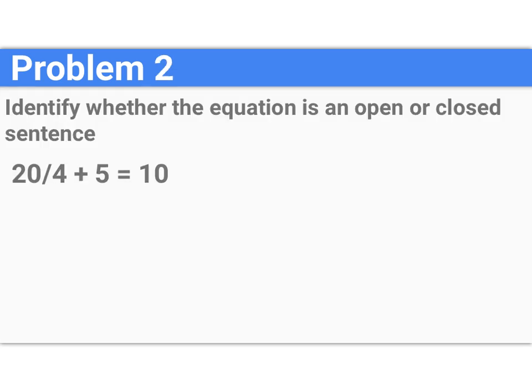Okay, identify whether the equation is open or closed. Well, since it's all numbers, it's closed. Now, after we determine it's closed, is it true? 20 divided by 4 plus 5 equals 10. 20 divided by 4 is 5, plus 5 equals 10. So this is true. It's closed and it's true.